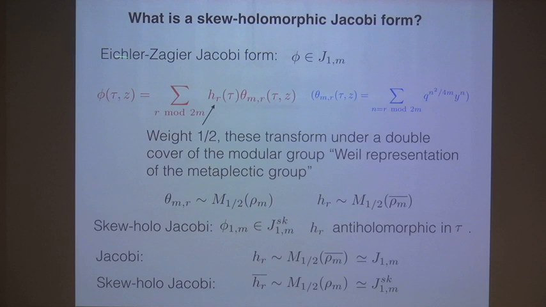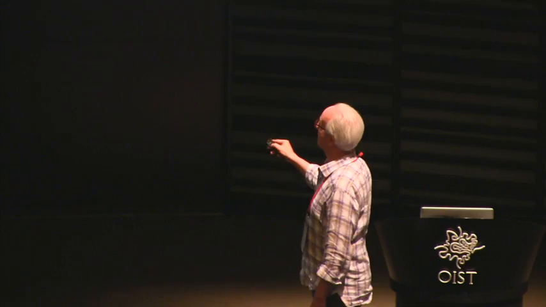Jacobi forms, as defined in a book by Eichler and Zagier, are functions of the modular parameter tau and an elliptic variable z, which can be expanded in terms of some level m theta functions, which are basically just a kind of flavored version of the ordinary theta functions that we find in, say, free fermion theories, and then a vector-valued modular form of weight half.